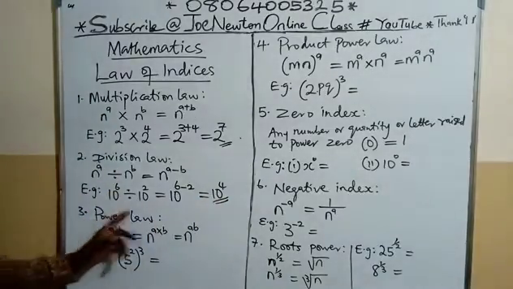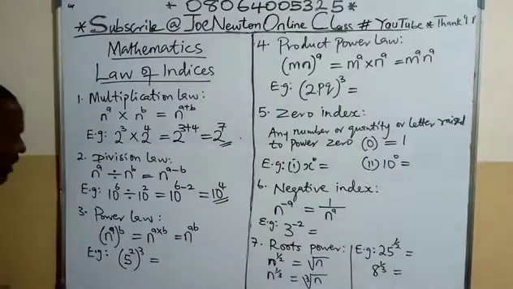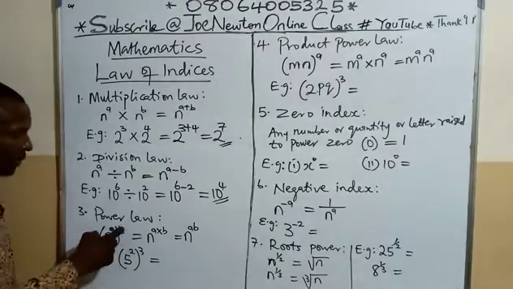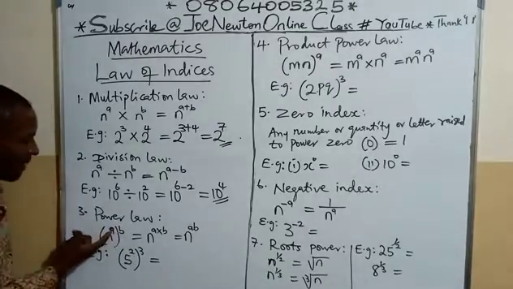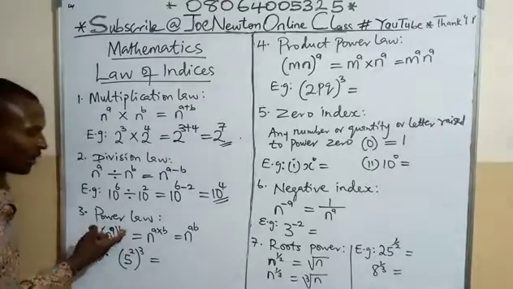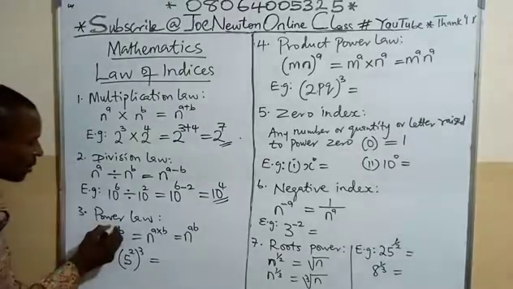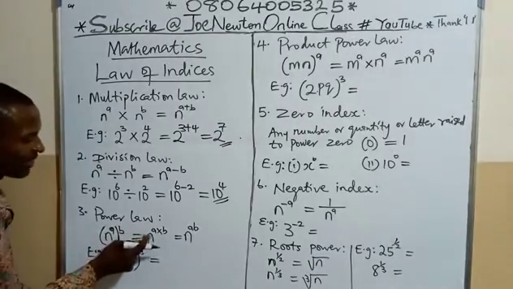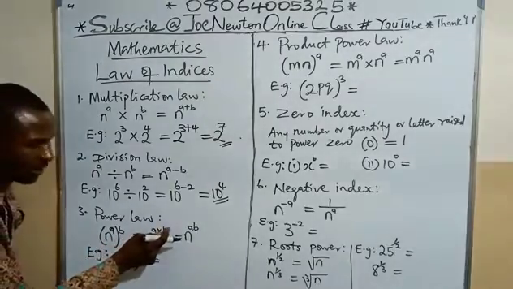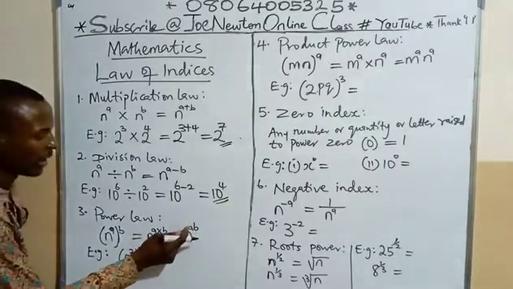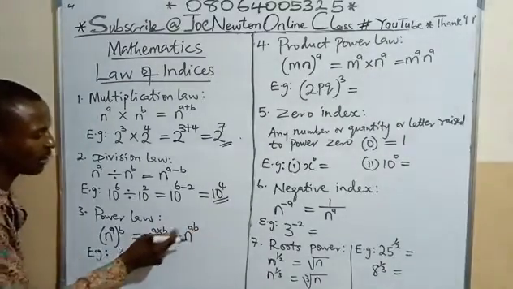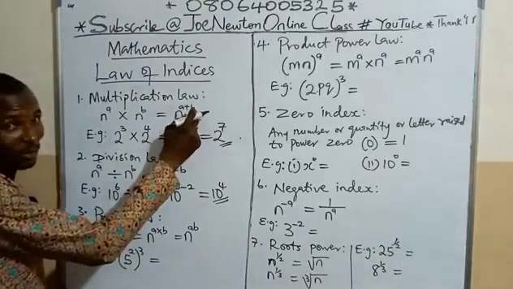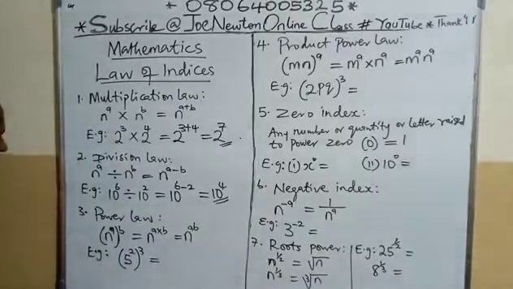Okay, then number 3. I have power law. The power law says if I have bracket n raised to the power a, bracket close, raised to the power b outside, that's a power raised to another power. In that case, you multiply. On the power law, you multiply. It implies n raised to the power a times b, which equals n raised to the power ab, because a times b is the product ab. But a plus b cannot be joined together because they are unlike terms. Take care of this.